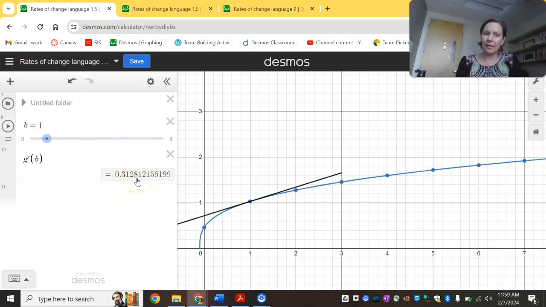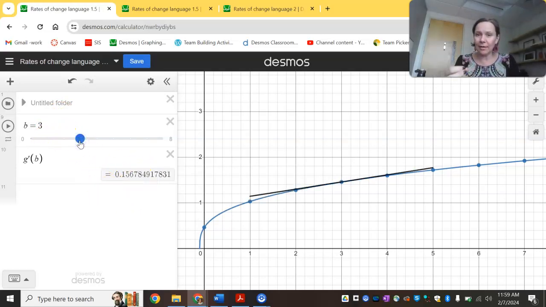0.3 is less than 1.5. If I increase my input again, my slope went down a little more. And if I increase my input again, my slope went down a little more. So notice each time, the rate of change at the point is getting smaller and smaller.